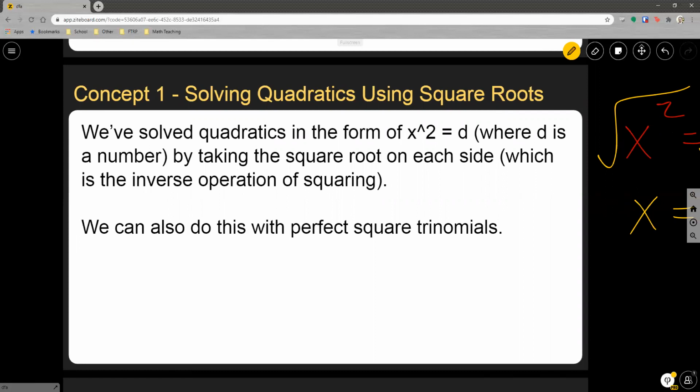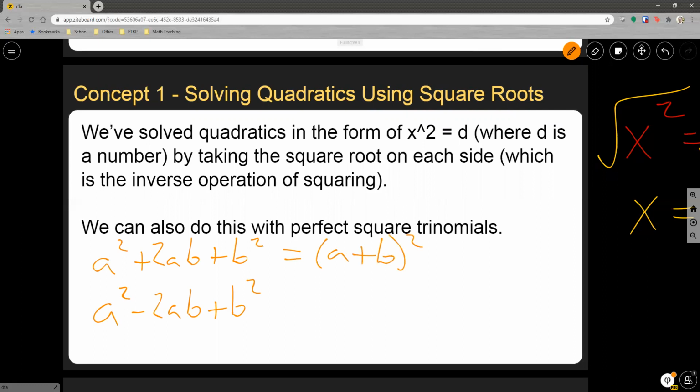So we can also do this with perfect square trinomials. So recall that perfect square trinomials look like this: a squared plus 2ab plus b squared. That's one of them. And the other form is a squared minus 2ab plus b squared. If I rewrite these, I get (a plus b) squared or (a minus b) squared. Oops. Let's fix that.